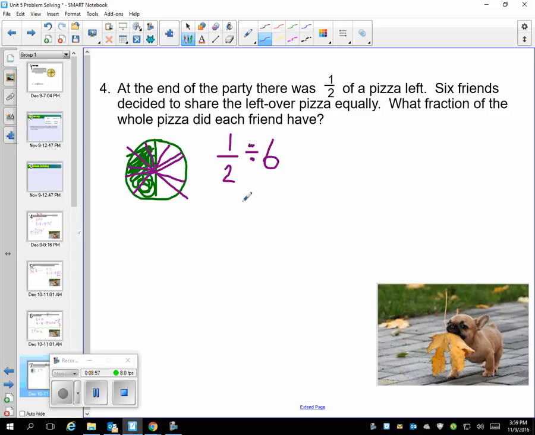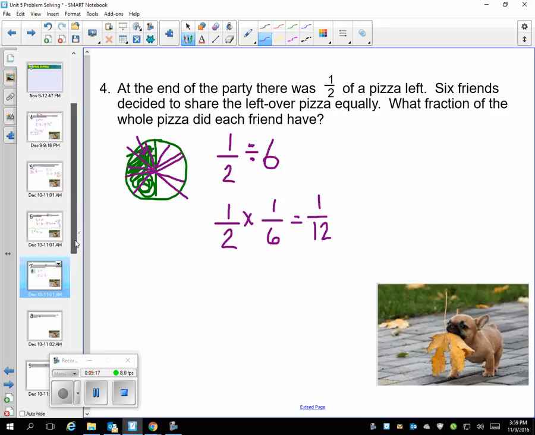I can keep it, flip it, change it. Now I can keep it, I can flip it, and I can change it. 1/12. What fraction of the whole pizza did each friend have? Well, I can see that this piece is 1/12 of the whole.